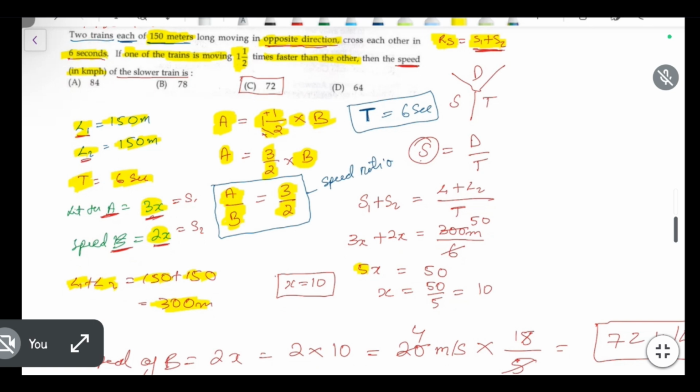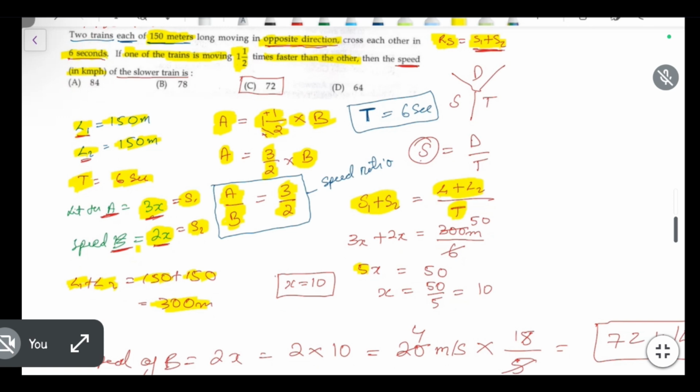Now I need to solve algebraically. That's the reason why I'm assuming the speed of A is 3x and the speed of B is 2x. Now 3x is nothing but speed 1 and speed 2 is nothing but 2x. By the formula we had, relative speed is speed 1 plus speed 2 because they are traveling in the opposite direction, and the distance is nothing but we have two trains, so the length of the first train plus the length of the second train, divided by time here.